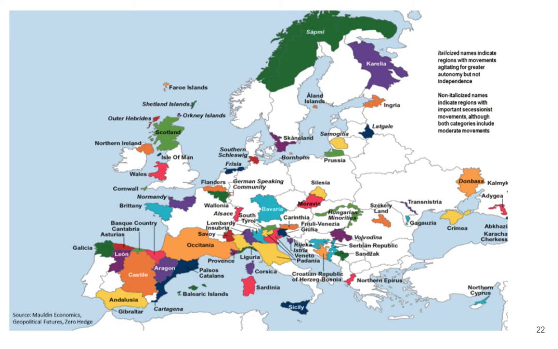Oh, I like this because it really broke it down into far more detail than we need, where if it's italicized, they want greater autonomy, but not independence. So Frisia, for example, they don't want independence, they just want more local control. If the names are not italicized, for example, Aragon, Galicia, Northern Ireland, Scotland, then they also want self-rule. They want not only more autonomy, but also self-rule.